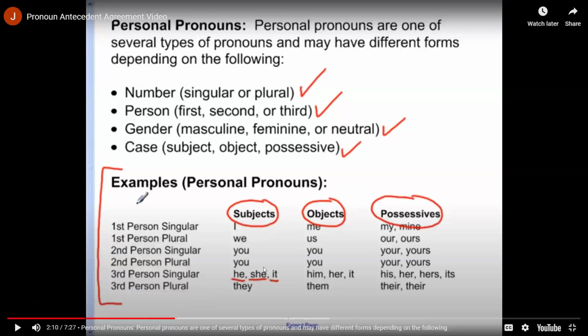Okay, just want to stop to talk about, remember that these days they is often also used as a neutral third person singular. So that is considered appropriate these days as well, just so you're aware. That's one of those things that's changed in the last 5 to 10 years. So that's fine. Languages are a growing, changing thing. So just be aware of that.